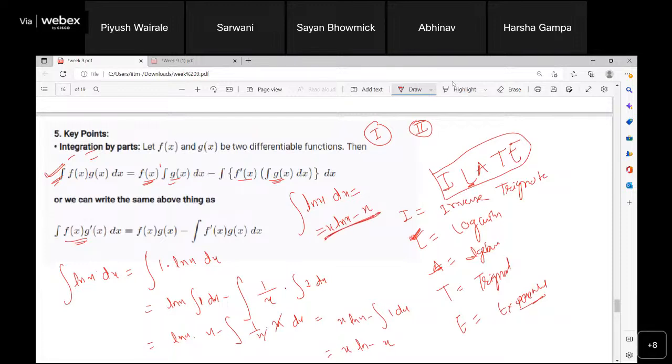Are you getting what I am doing here? Just assume there is 1, because nothing means there is 1. I take it as the second function because it is an algebraic function, and logarithmic is the first term. Then take the first function, integral of the second function, minus the integral of the derivative of the first function into the integral of the second function, and then evaluate the integral again. That's how we do it.